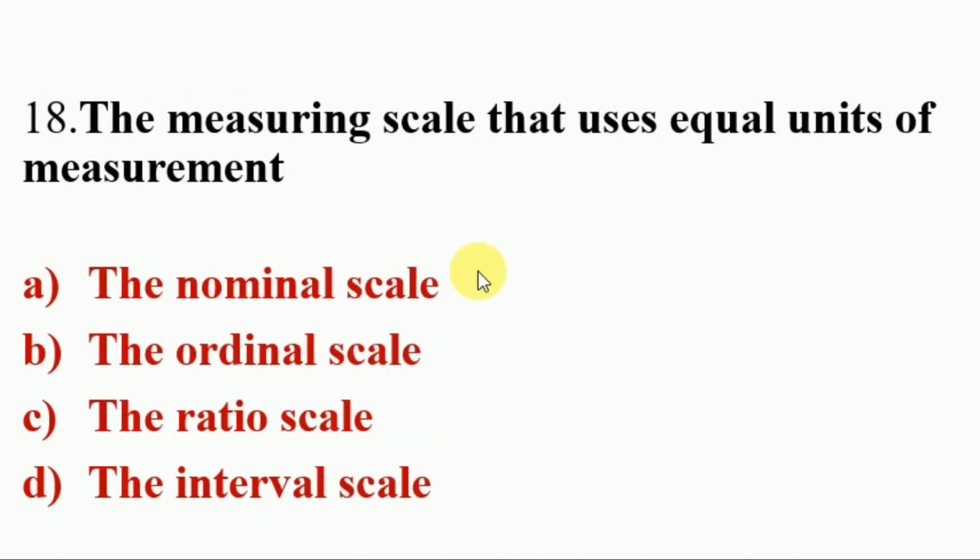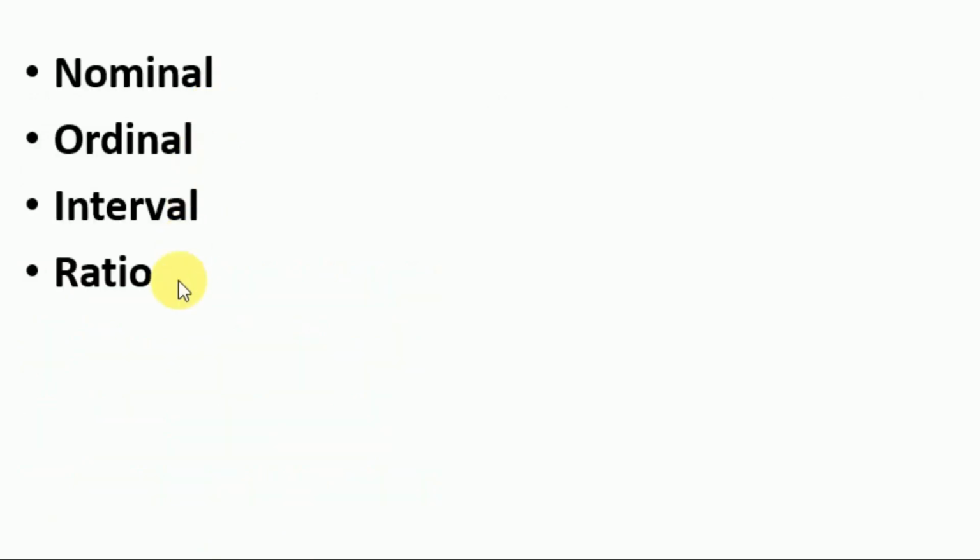Next question. The measuring scale that uses equal units of measurement. Options: A. The nominal scale, B. The ordinal scale, C. The ratio scale, D. The interval scale. Answer is C. The ratio scale. So the measuring scale that uses equal units of measurement is the ratio scale. There are 4 levels of measurement: nominal measurement, ordinal measurement, interval measurement and ratio measurement.